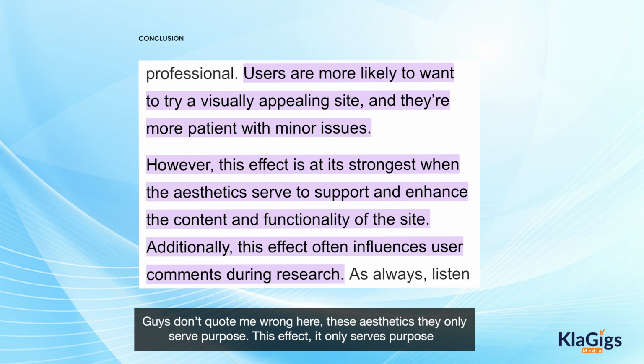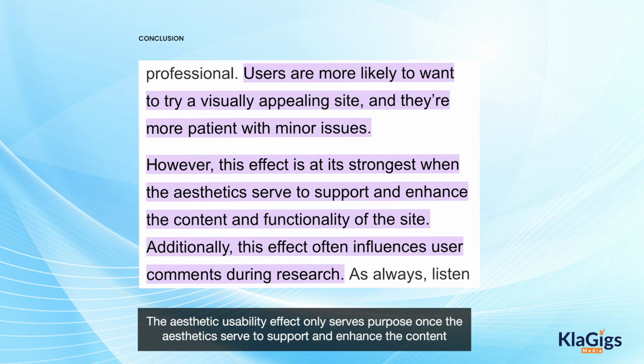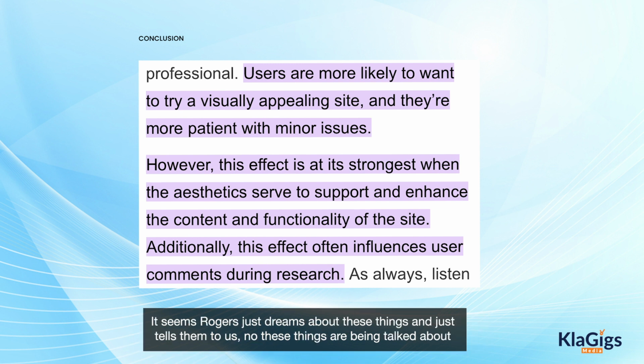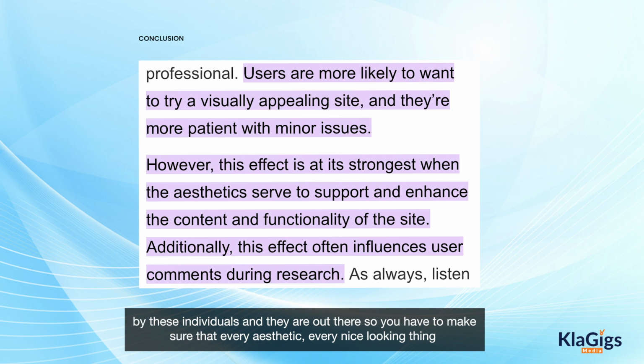Guys, don't quote me wrong here. The aesthetic-usability effect only serves a purpose once the aesthetics serve to support and enhance the content and functionality of the site. This is something I've been telling you, and that is why today's presentation has been about picking these specific pieces of information here and there, so that I do not just tell you things and you'll be like, it seems Rogers just dreams about these things and tells them to us. No, these things are being talked about by these individuals and they're out there.